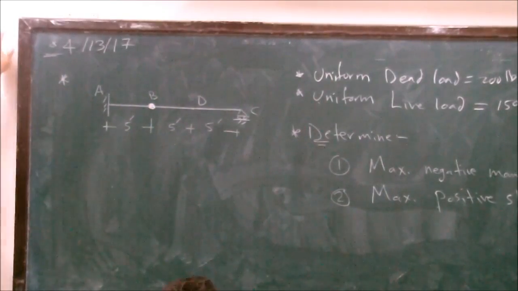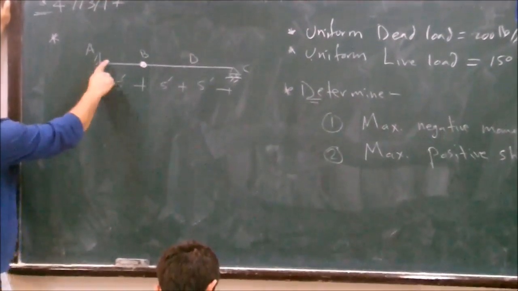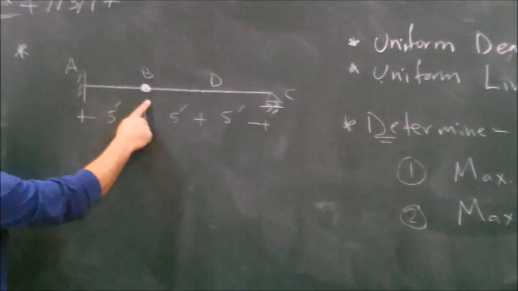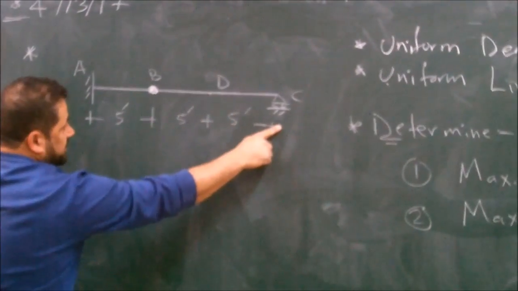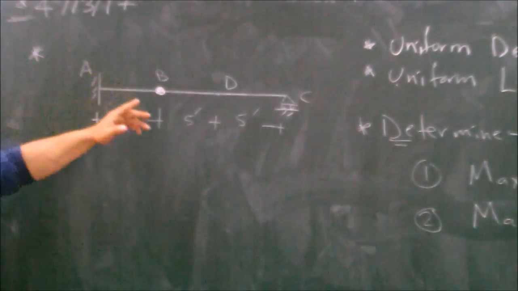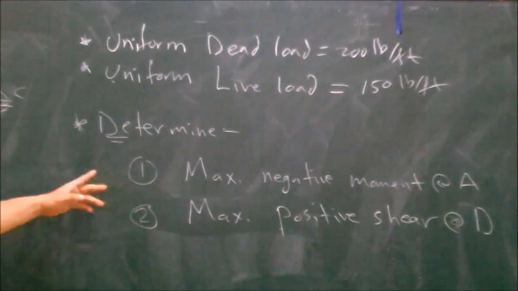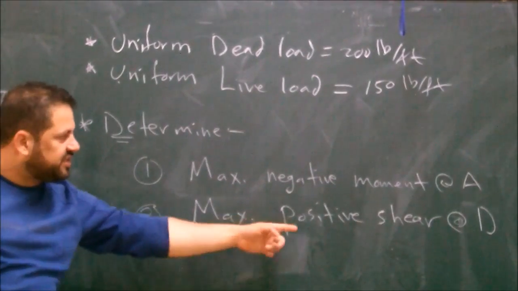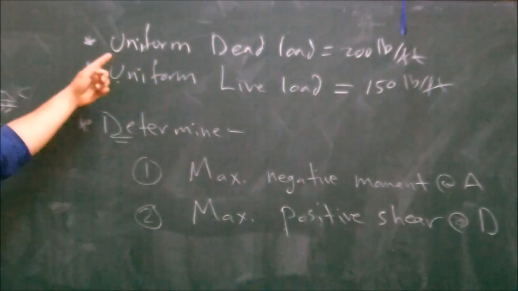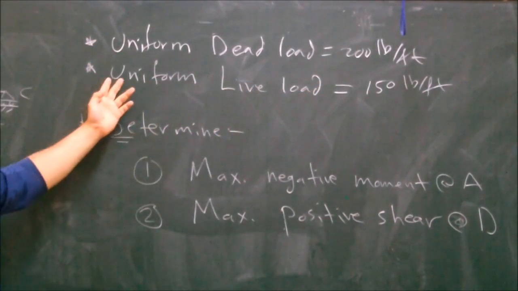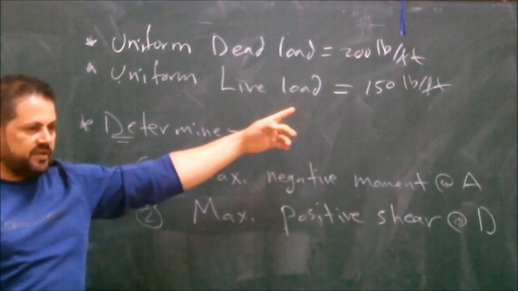Influence lines. We have this beam, A, B, C, fixed at A, internal hinge at B, and roller at C. The question is, determine the maximum negative moment at A and the maximum positive shear at D due to uniform dead load equal 200 pounds per feet and uniform live load equal 150 pounds per feet.